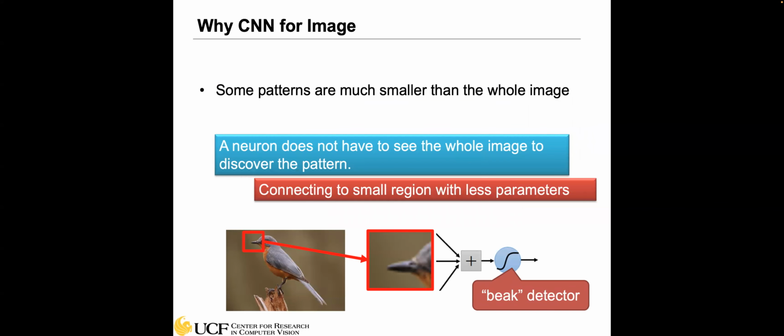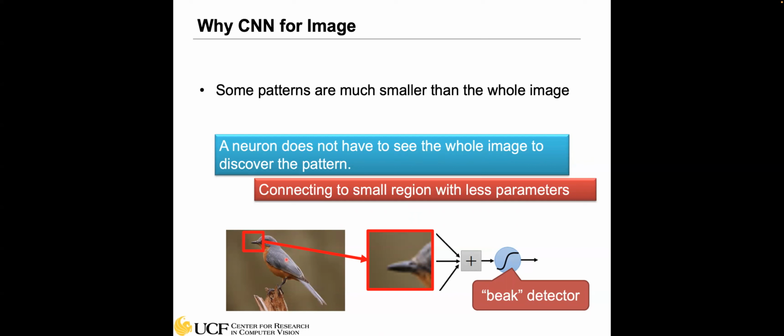Before we talk about the components of convolutional neural networks, or CNN, we first want to give some intuition. Why do we want to use a convolutional neural network to process images? What unique characteristics of images make us want to build this kind of neural network? So let's look at this particular example here.